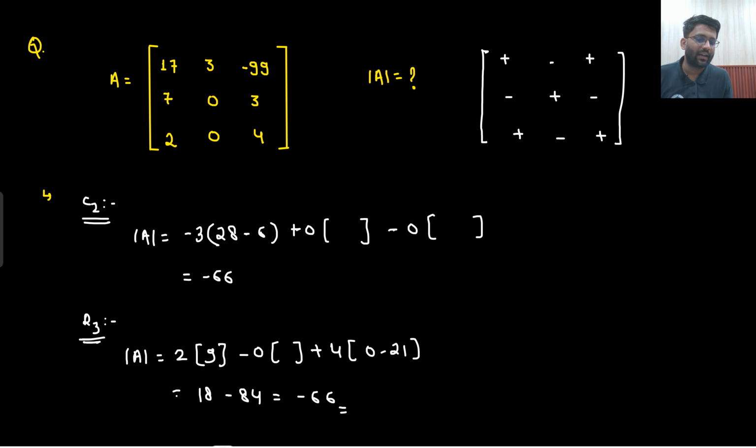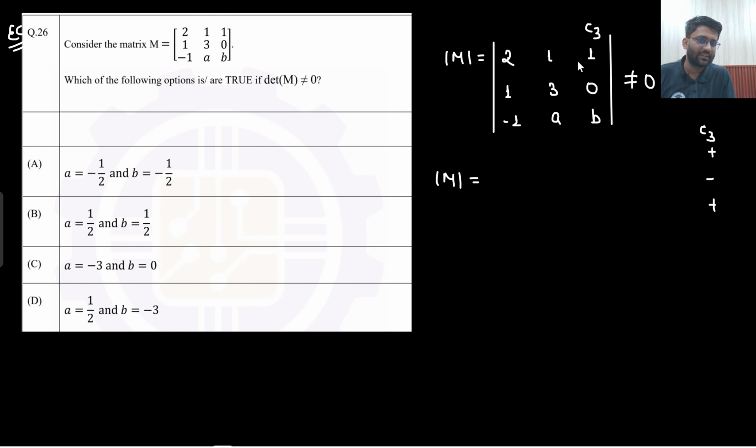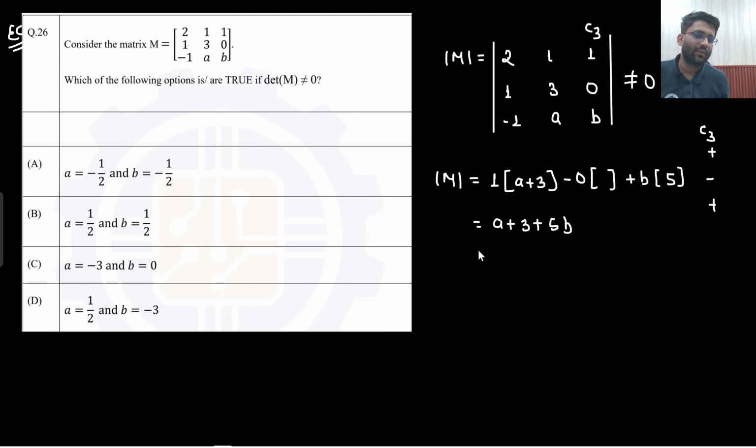So with respect to column 3, I can write down plus minus plus. So 1 will be coming as positive. So this and this will be gone. A minus of minus 3. Then 0 would come. I don't care about it. Then plus B would come. So this and this will be gone. So 3 into 2, 6. Minus 1 into 1 will be 1. So 6 minus 1 will be 5. So what you are getting? A plus 3 plus 5B. Okay, so what they are saying? Determinant of M should not be equals to 0. That means A plus 3 plus 5B should not be equals to 0. This is the condition. Now let's check the options.